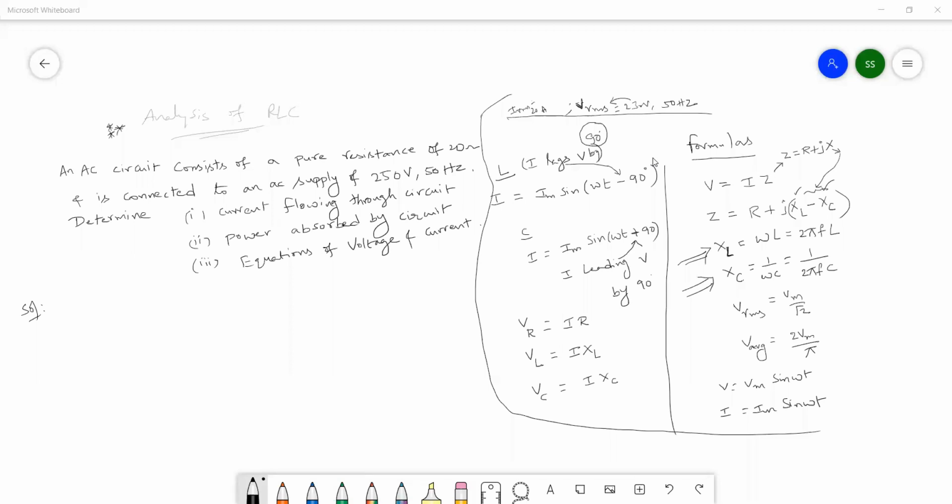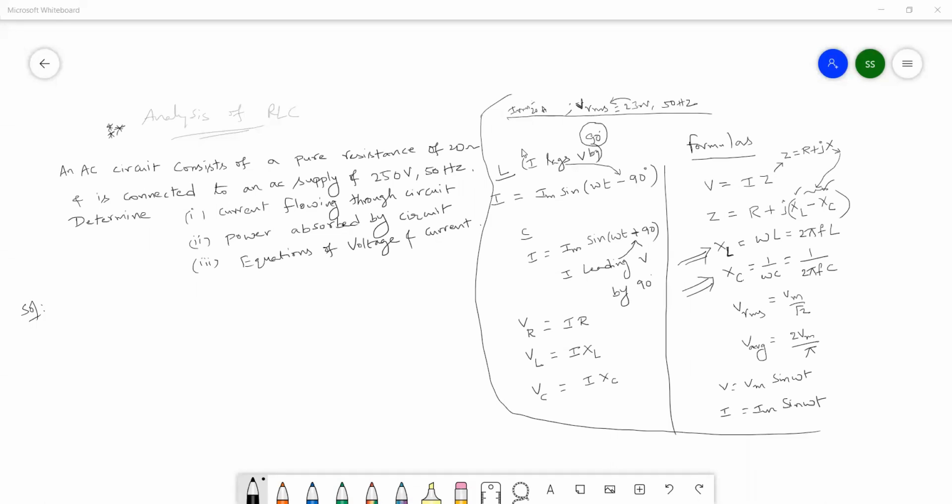What they are given: 20 ohms resistance they mentioned. First, you try to draw the circuit. What is the given circuit? So try to draw the circuit as per the given data.